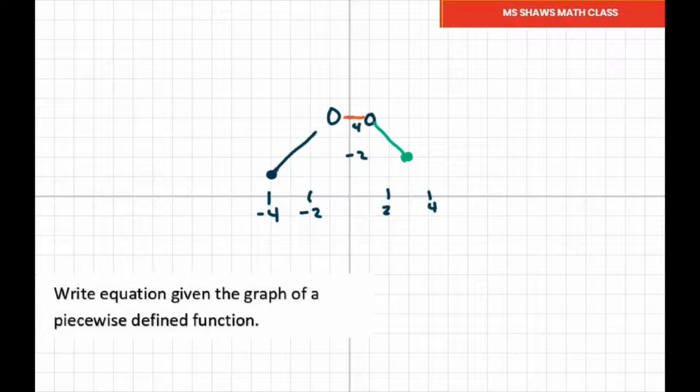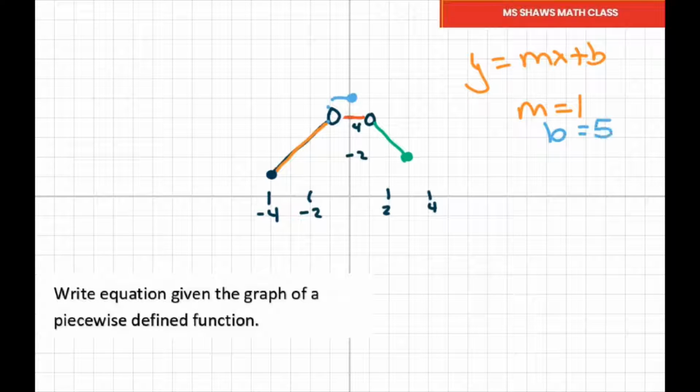I noticed that because the slope is going to be 1. So here's this one right there. Let's figure that out. It's a line, that means it's y equals mx plus b. Now it's a positive slope, and my slope is 1. I don't know my b, but I'm going to extend the line. If the slope is 1, I can go up 1, over 1. So my y-intercept would be 5 if it was extended. So our equation is going to be y equals x plus 5.